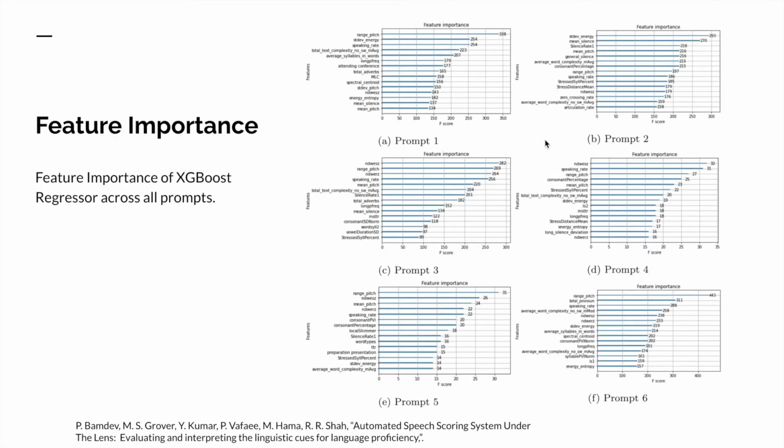To understand which features were important to the model, we performed feature importance of the XGBoost regressor across all prompts. What we observed was features like pitch, speaking rate, silence counts, audio energy, and number of different words in 50 word sequences were consistently found important across all prompts.